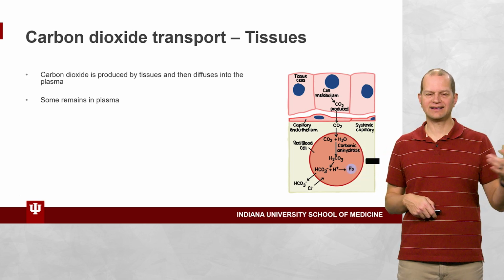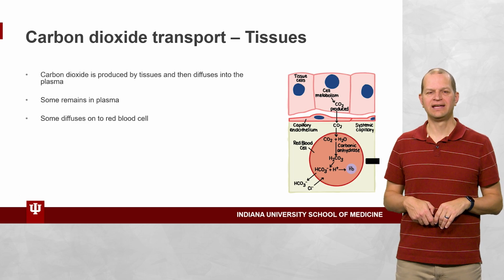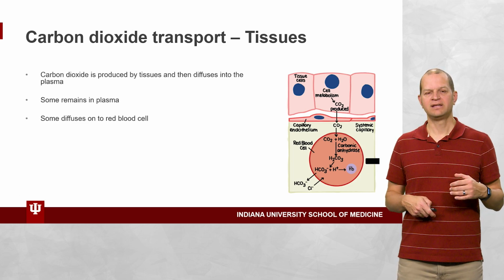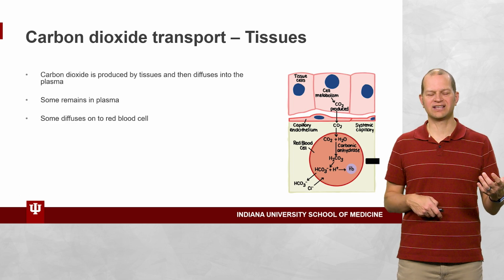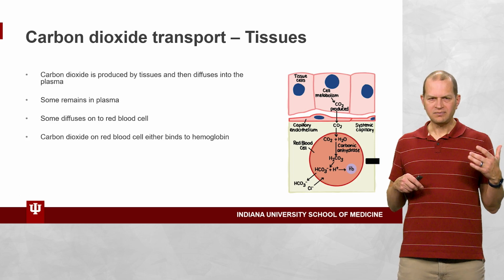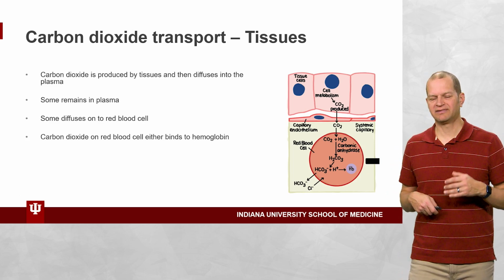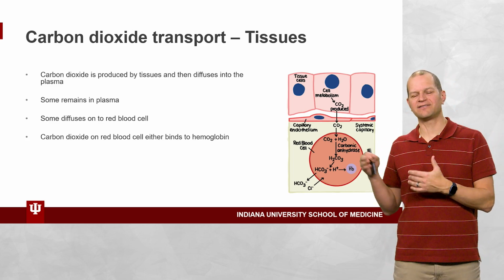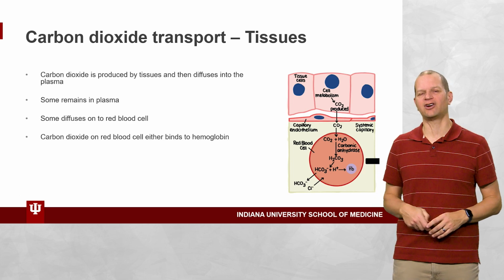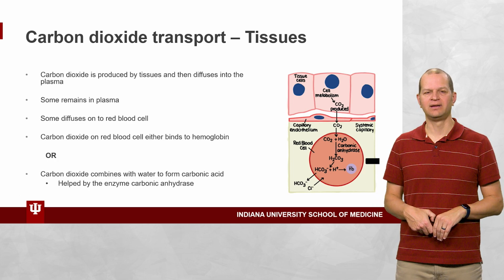So some of this carbon dioxide, like I said, is going to stay in the plasma. However, a lot of it's actually going to diffuse onto the red blood cell. Now, when it diffuses onto the red blood cell, there's a couple of things that can happen. One, it will just bind to the hemoglobin. And this isn't the end of the world. It's okay if some carbon dioxide is bound to hemoglobin. We just don't want excessive amounts of carbon dioxide binding to hemoglobin.